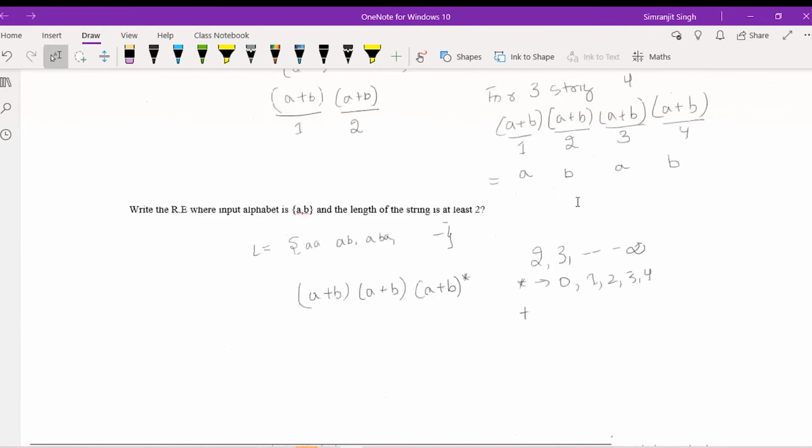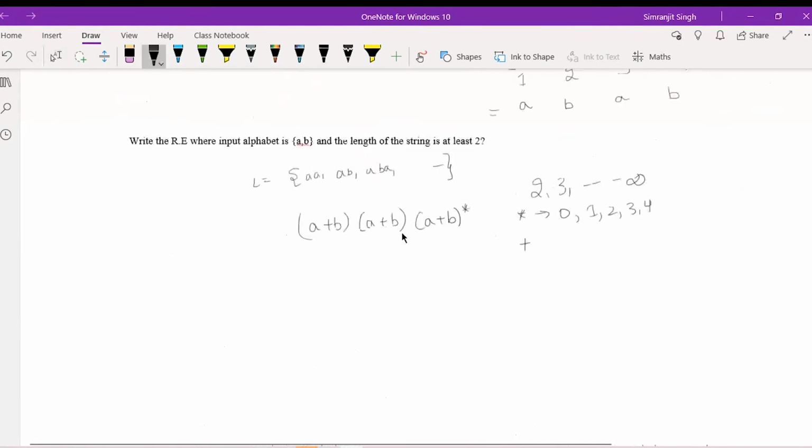Okay. So now if I write (a plus b) star here, this star can be 0, 1 or 2, any number of times. So if I raise this to a power of 0, it means I get two length strings, all the possible two length strings. If I raise this to a power of 1, I will get three length strings. If I raise this to a power of 2, I will get four length strings, up to infinity length. I think you got the point.